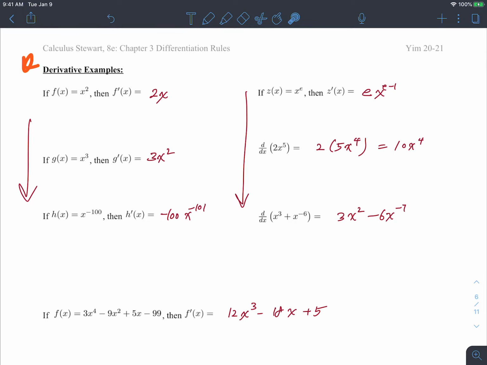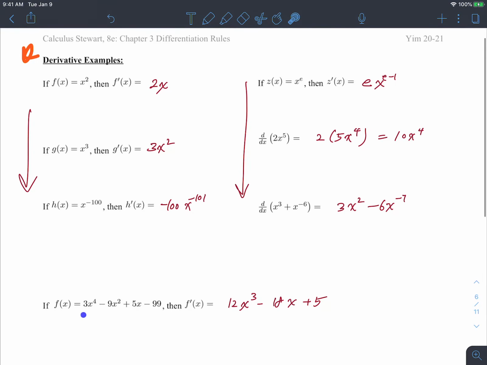Okay? Now, same thing over here, guys. We bring 2 to the front, and we're doing x to the 5th, which we know gives you 5x to the 4th. And when you multiply 2 and 5, you get 10x to the 4th. And we're applying the rule that we learned earlier, which is to treat this separately, right? So yeah, 3x squared, and then you get minus 6x to the 7th. And more of the same, that will yield 12x cubed minus 18x plus 5, right?